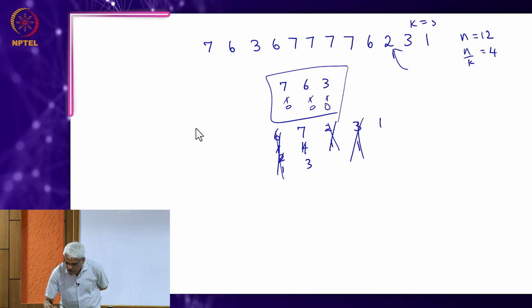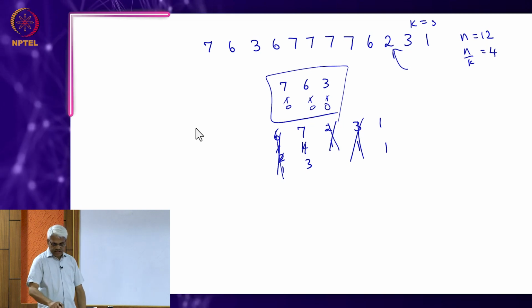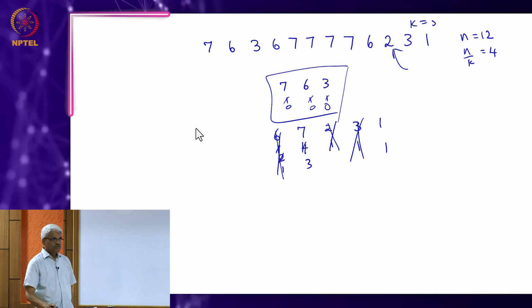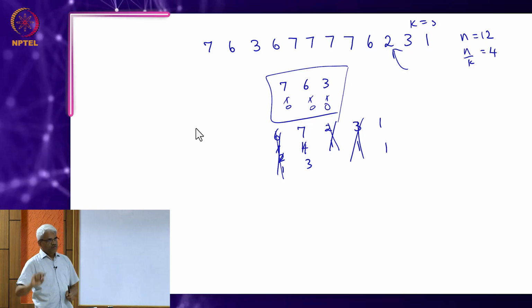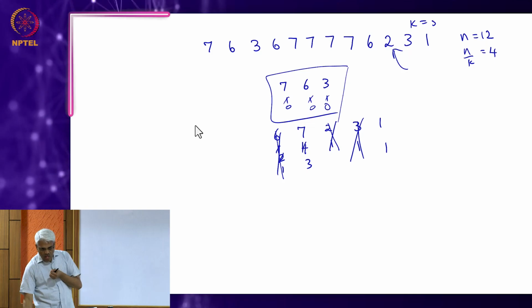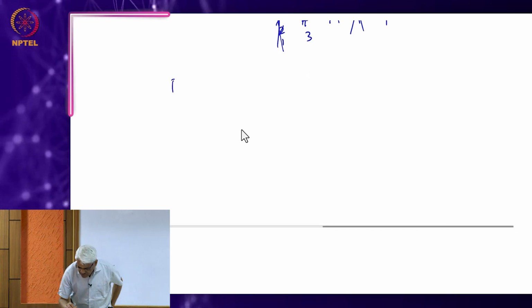1 will come with the counter value of 1. And the claim is that these two values, 7 and 1, are the only possible candidates. And then you verify the frequency. Okay, so let's do the proof of claim.